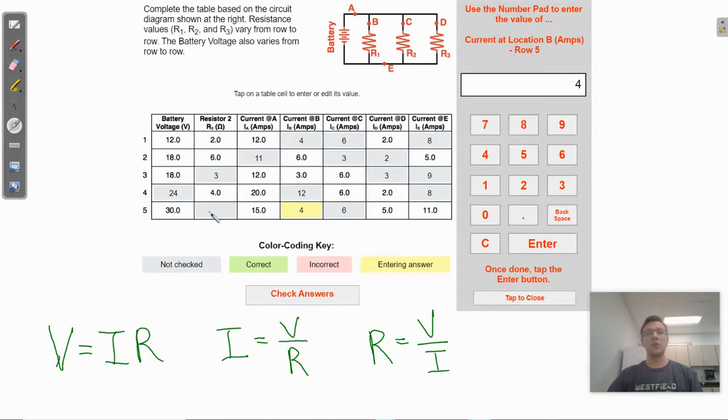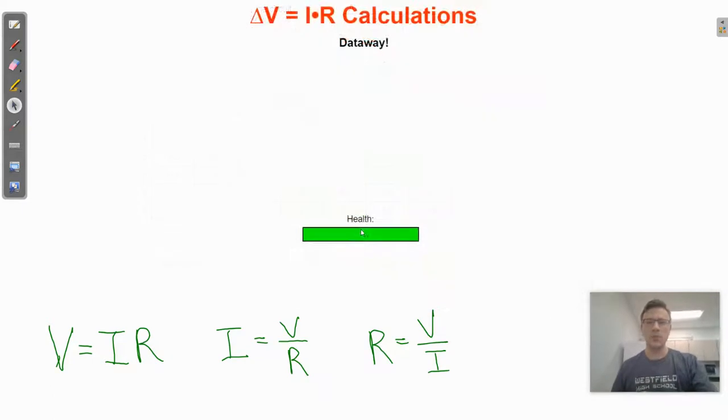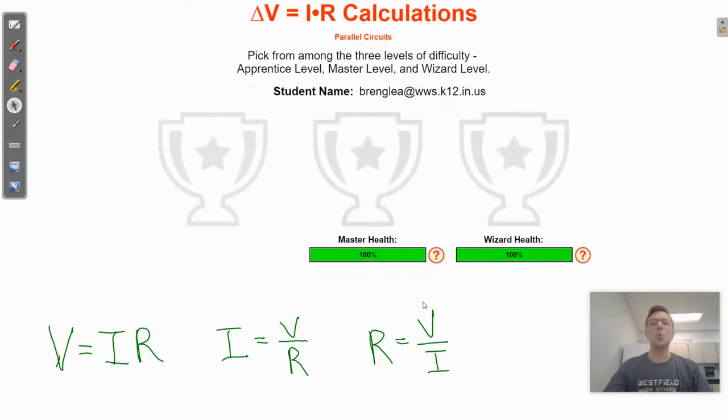Again, we're going to solve for resistance 2 right here by taking the voltage dropped across that resistor, which in this case is 30 volts, and dividing that by the current going through branch C, which is 6. So 30 volts divided by 6 amps is going to give us 5 ohms of resistance at R2. That should do it for us here. We've completed the table, and that's going to be your parallel circuits V equals I times R calculations wizard level.